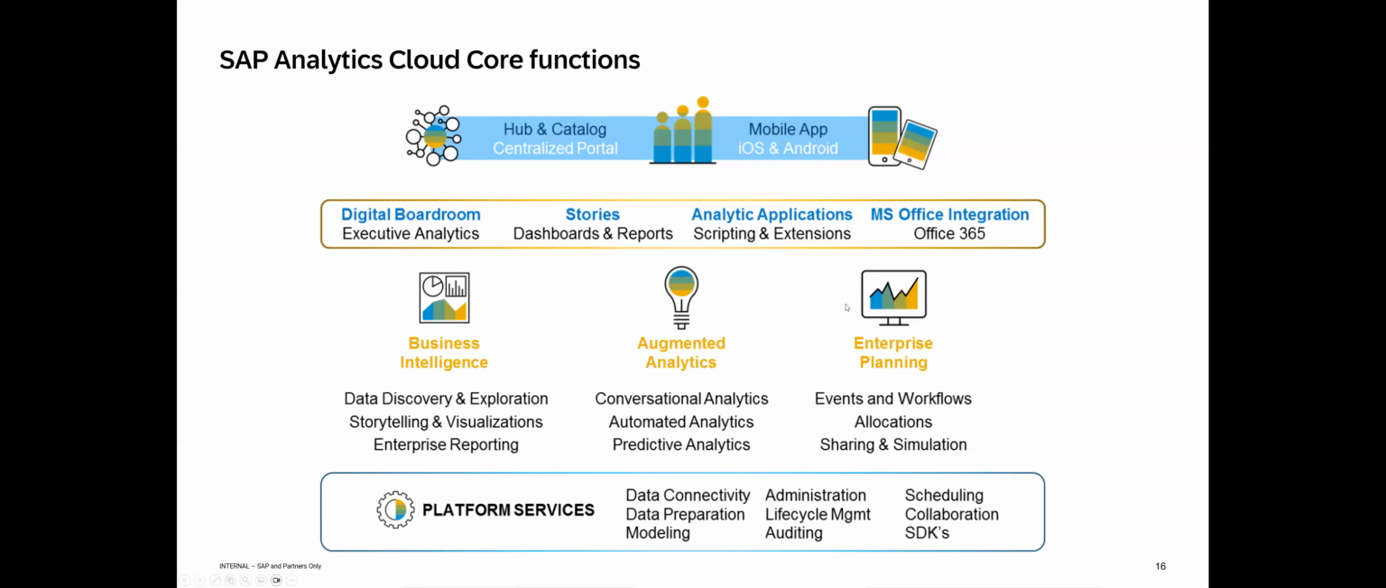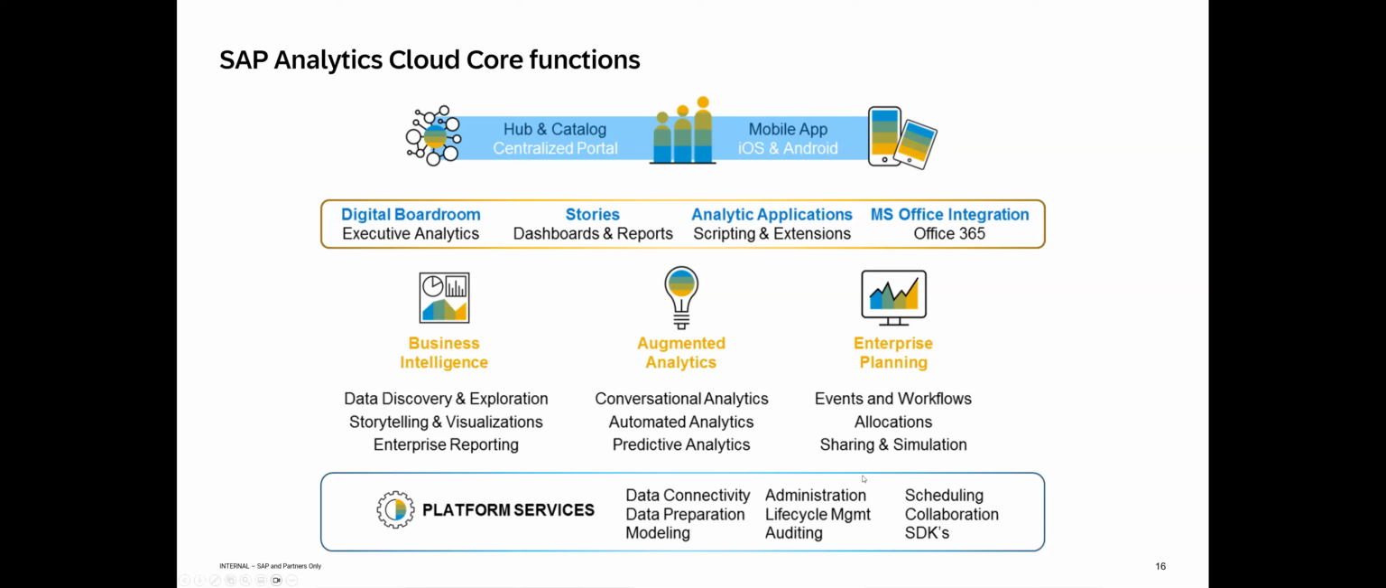So, what is SAP Analytics Cloud? Basically, SAC provides four basic features: business intelligence, augmented analytics, and enterprise planning, as well as some platform services. When we talk about business intelligence, we are talking about data discovery, exploration, reports, and dashboards. When talking about augmented analytics, we are talking about conversational analytics. Basically, you can use a Just Ask feature and ask what the sales were for the last two or three months. Those kinds of analytics we call conversational analytics. Then automated analytics, where you can get forecasts of your sales, and then predictive analytics.